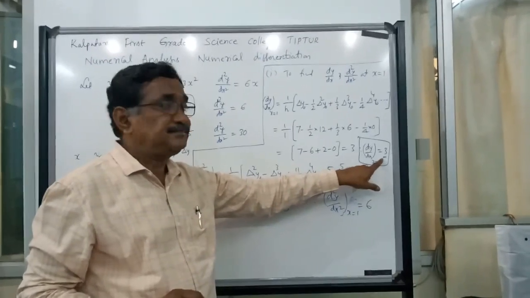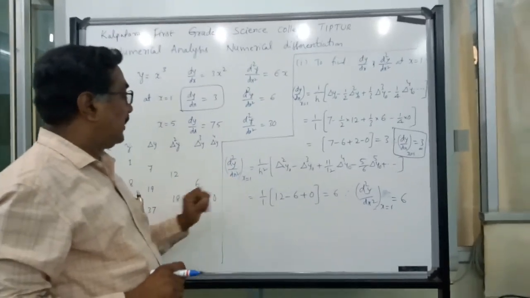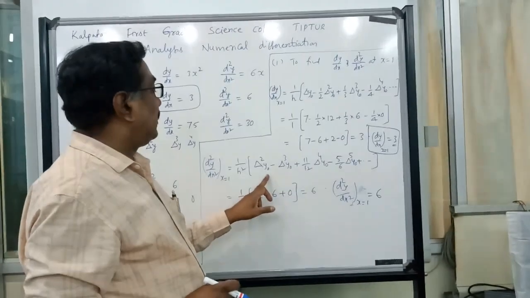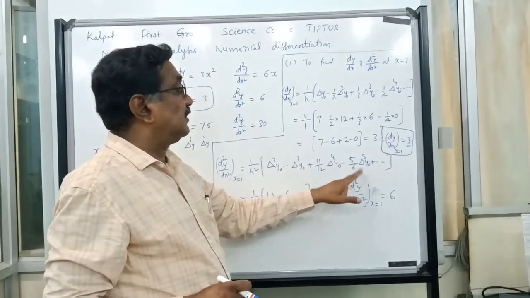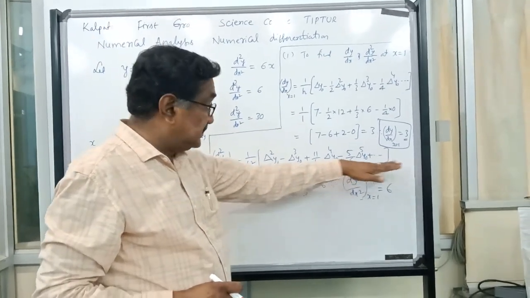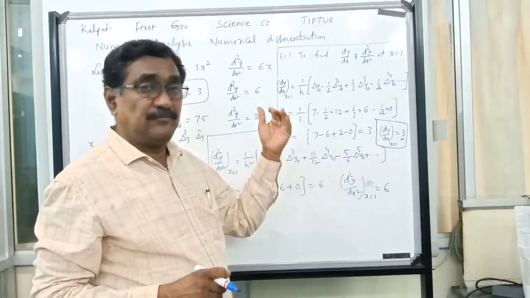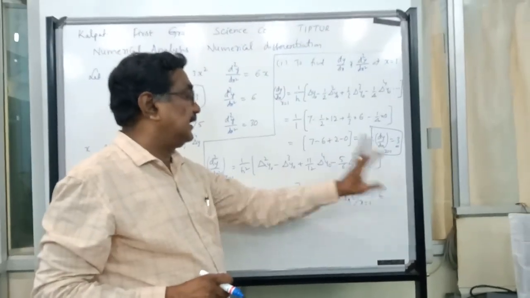Similarly, to find the second derivative at x equal to 1, the formula is 1 by h square into delta square y naught minus delta cube y naught plus 11 by 12 delta power 4 y naught minus 5 by 6 delta power 5 y naught plus and so on. This is the formula derived from the Newton-Gregory forward interpolation formula. Derivation is not necessary; I have written the formula directly here in this way.